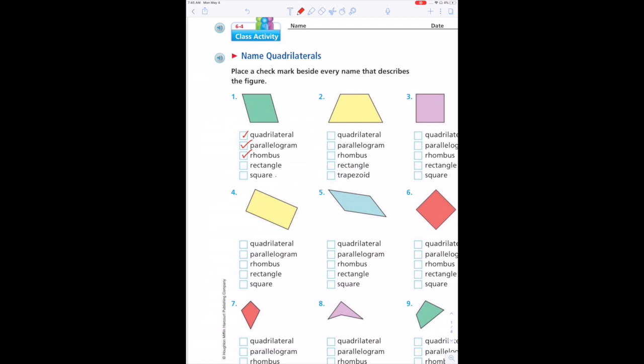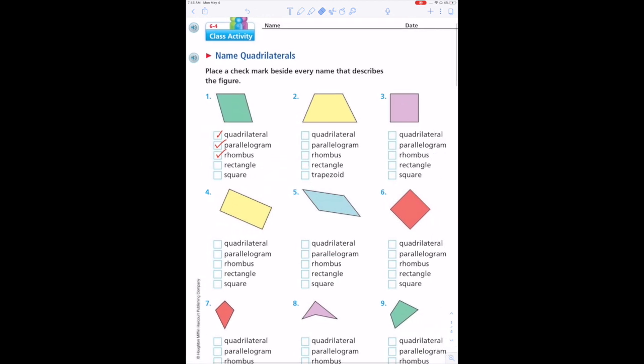And we know that a square is a type of rectangle. So if it can't be a rectangle, it also cannot be a square. So this shape would be a quadrilateral, it would be a parallelogram, and it would be a rhombus. Okay? All right. Let's move on to number 2. I'm going to give you a second, and I want you to try number 2 really quick. Okay? All right.